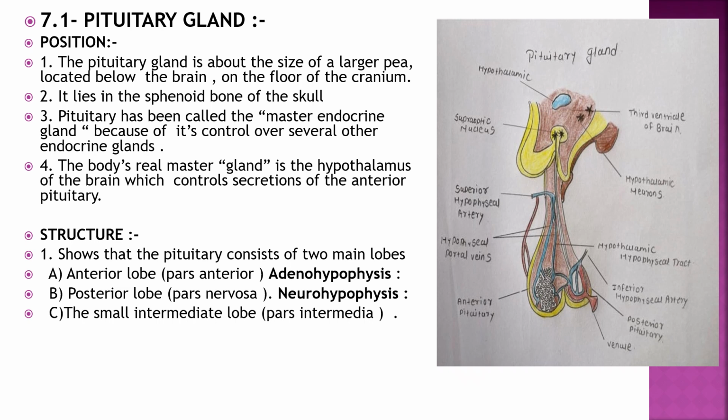First is the pituitary gland. It is located in the brain on the floor of the cranium, lying in the sphenoid bone of the skull. It is called the master endocrine gland because it controls all other glands by its secretions. There are two parts of the pituitary gland: the anterior pituitary, called adenohypophysis, and the posterior pituitary, called neurohypophysis because it secretes neurosecretory hormones.